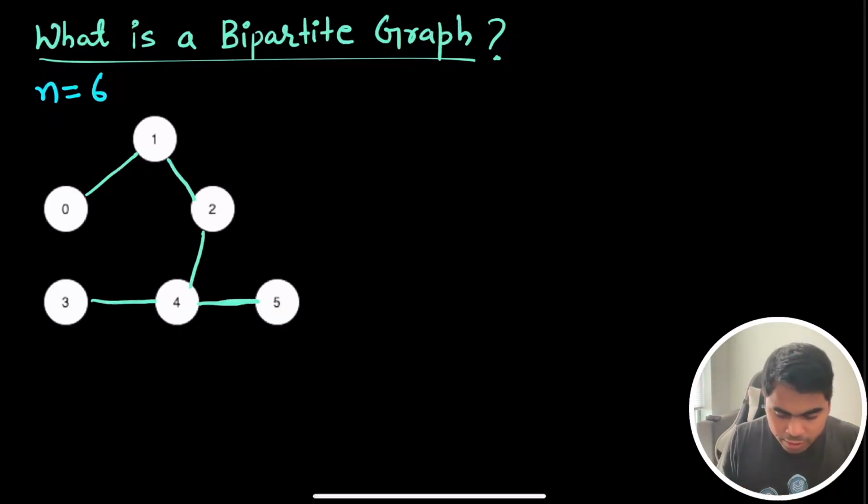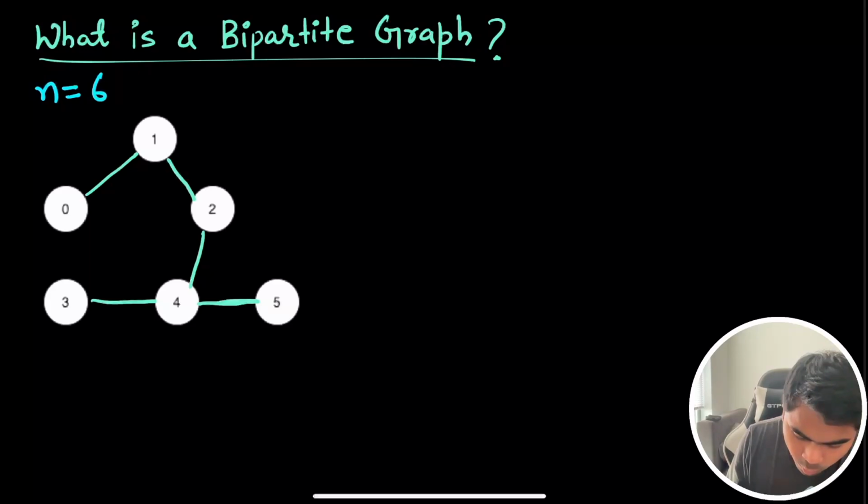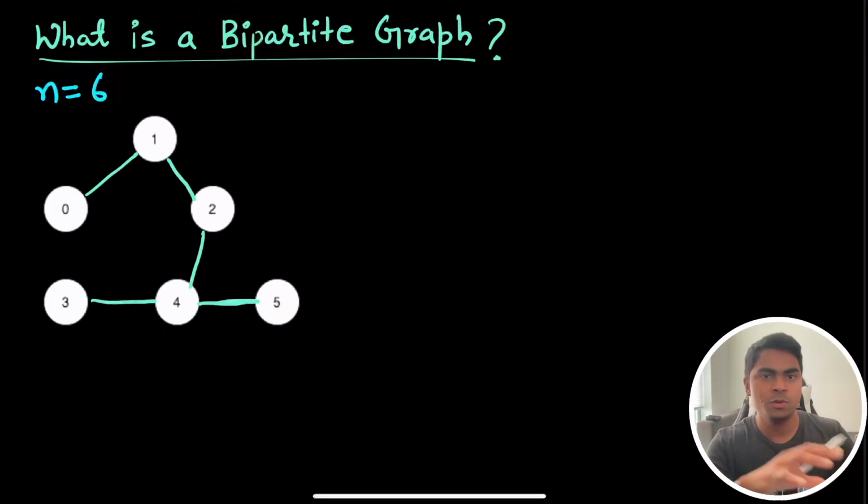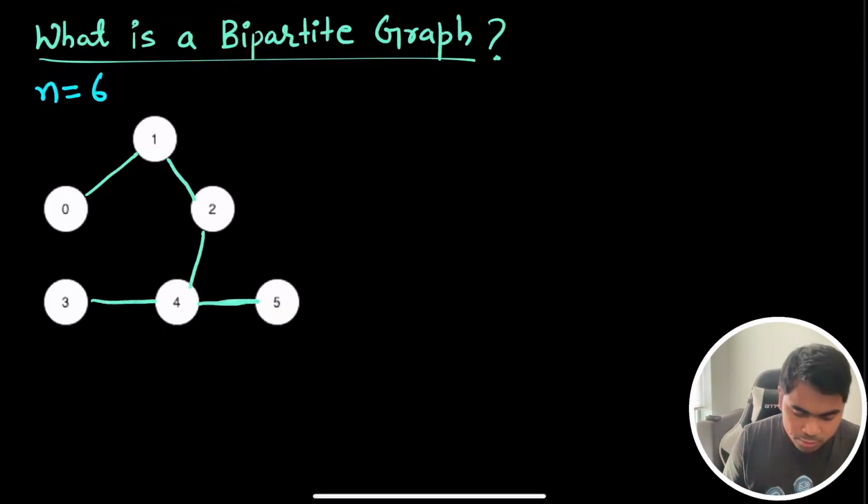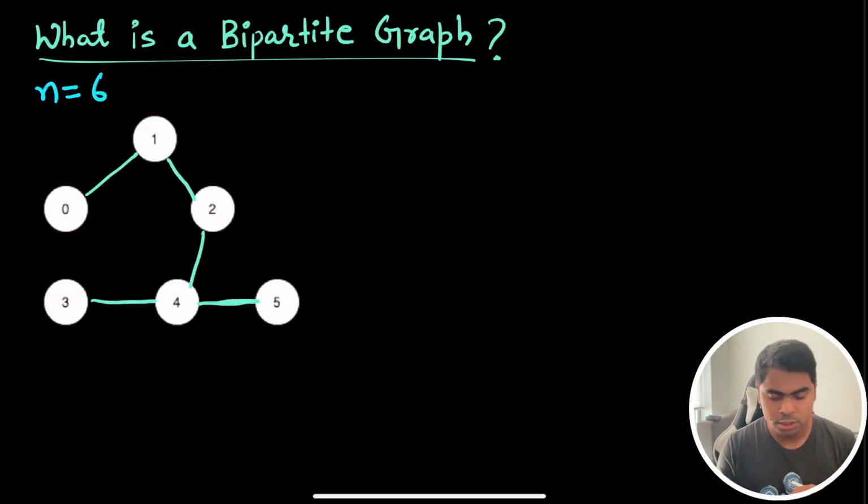Well, here in bipartite we need to focus on these two, bi and partite. So bi means two, partite means two groups or parts. So bipartite means, can you group all these nodes into two groups such that no two adjacent nodes are in the same group? That's all. And can you do that? If you can do that, that means the graph is bipartite, otherwise not.